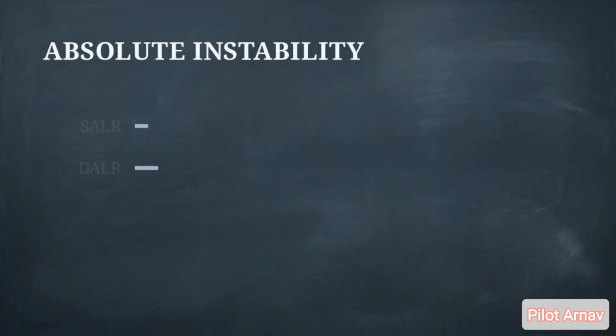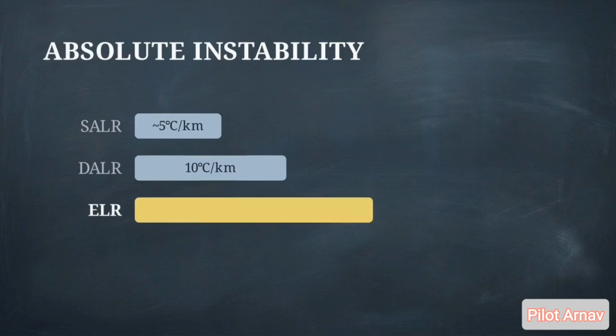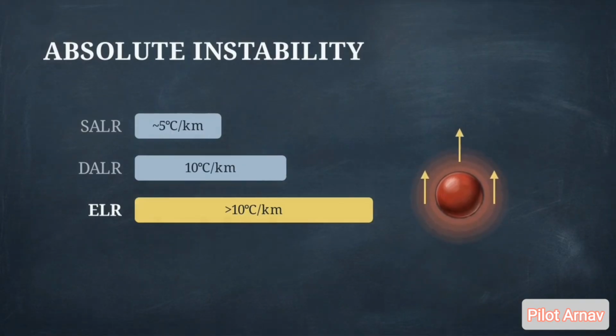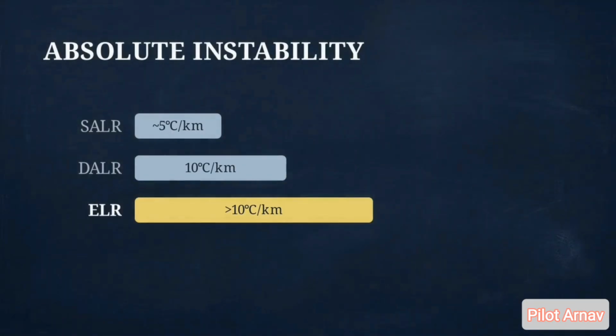Conversely, absolute instability occurs when the ELR is the highest value. The lifted parcel is always warmer and lighter than the air around it, so it continues to rise indefinitely.